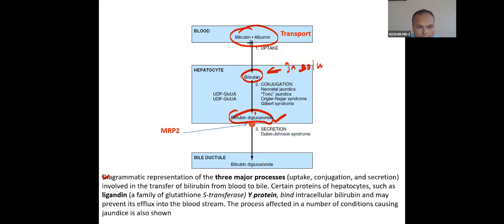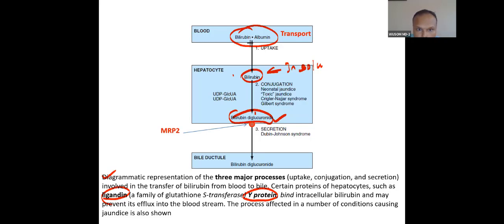You can see the diagrammatic representation of the 3 major processes: uptake, conjugation, and excretion. There are certain proteins in hepatocytes such as ligandin, a family of glutathione S-transferase, and Y protein. Ligandin, the Y protein, binds intracellular bilirubin.